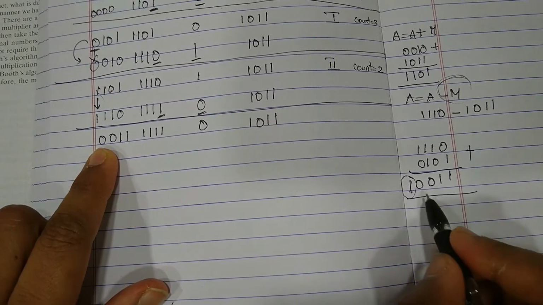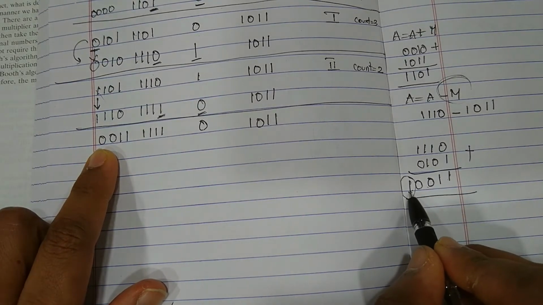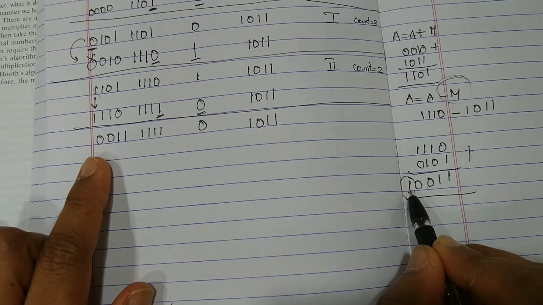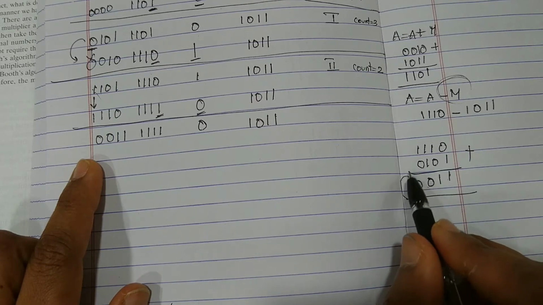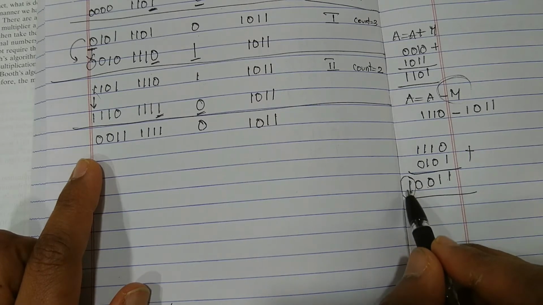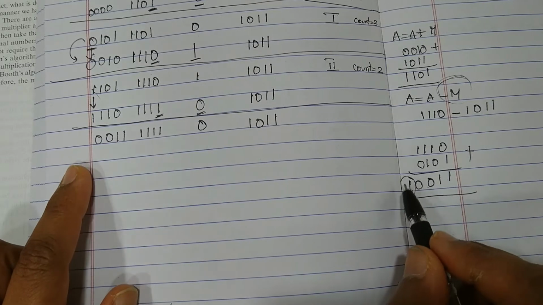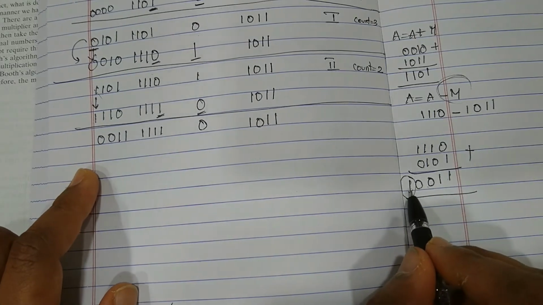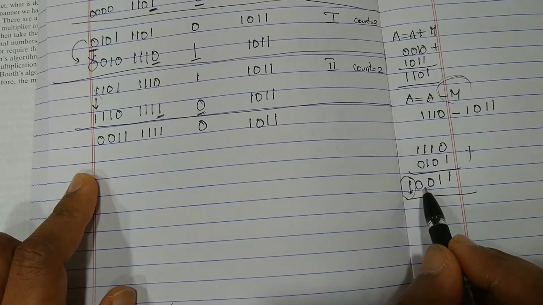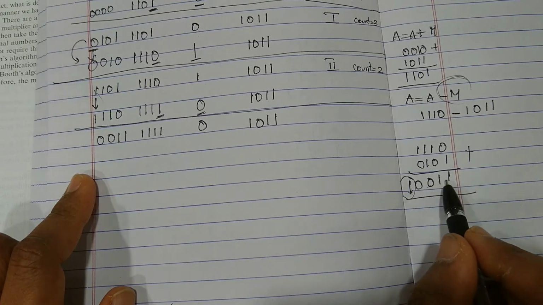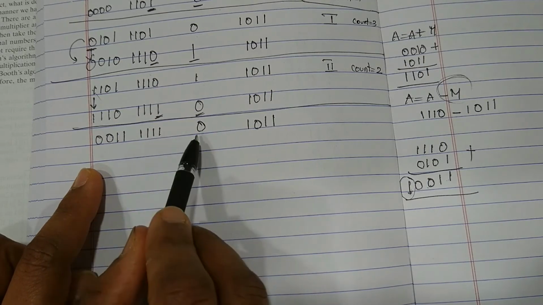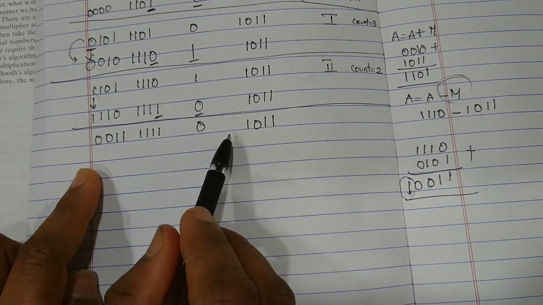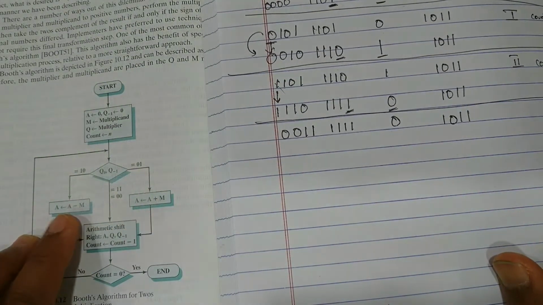Why I am writing 0 0 1 1 is, I am getting a carry, I am ignoring the carry. This one we saw in the previous video. When you do addition, you will get a carry, and you will ignore the carry. We saw it in the previous topic also. So I am ignoring this carry bit, and the answer is 0 0 1 1. I am writing it here, in A. Write the q and q minus 1 and m as it is. So I finished with the subtraction.